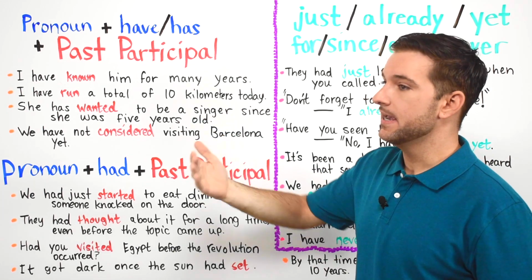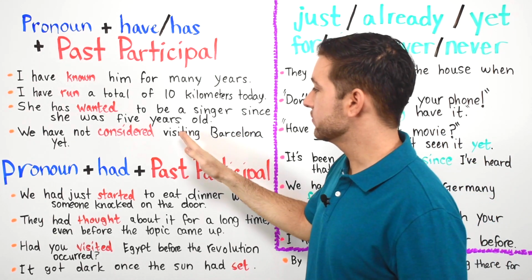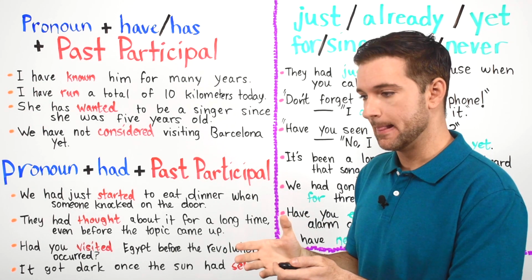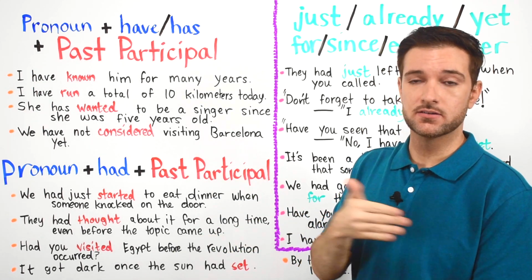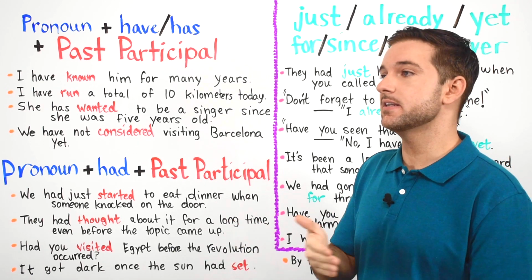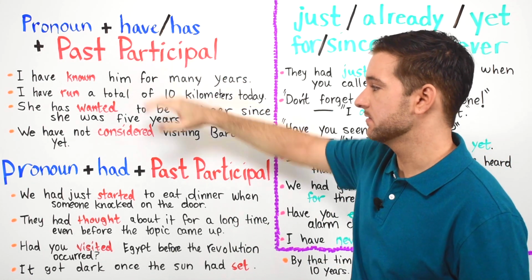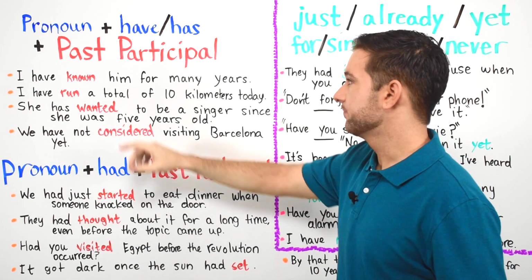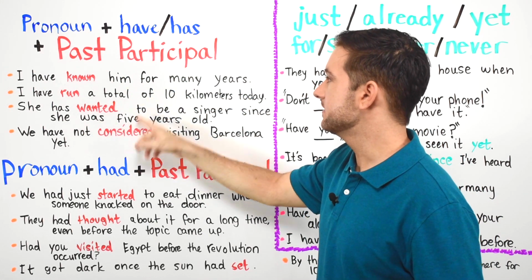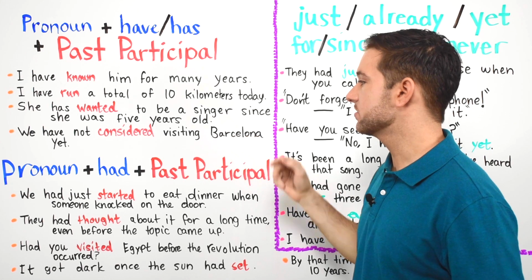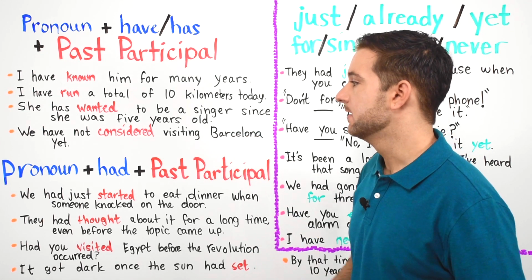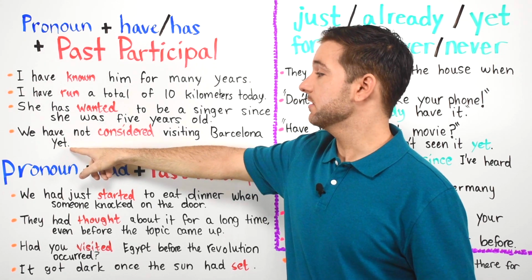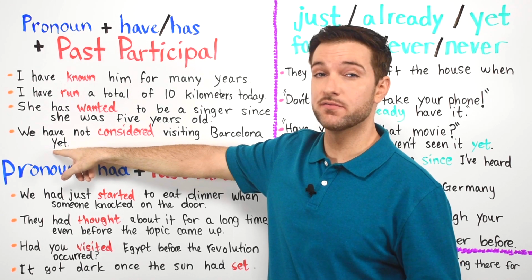So we're talking about an uncompleted action, right? The action started when she was 5 years old. She wanted to be a singer at that moment, and she still wants to be a singer. It hasn't stopped. It's still an uncompleted action, so that's why we use this tense. And finally, we have not considered visiting Barcelona, Spain yet. Have not considered, past participle. You can see that we have the word yet. Remember that we use these words when we're talking with the past participle? We'll look at more of these later on.